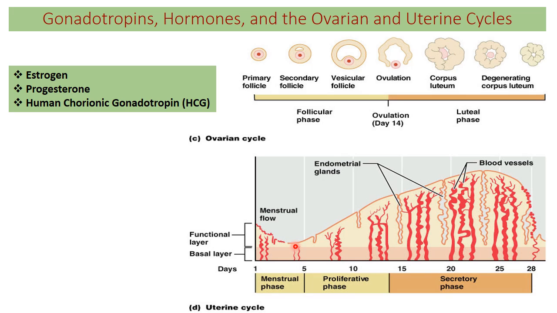Day 14, recall, is going to be ovulation, right? So ovulation is going to occur due to a surge of luteinizing hormone. The secondary oocyte will be ejected from the ovary. And then remember now that in the presence of luteinizing hormone, it'll form the corpus luteum. And recall that the corpus luteum now will start to secrete progesterone, as well as continue to secrete estrogen.